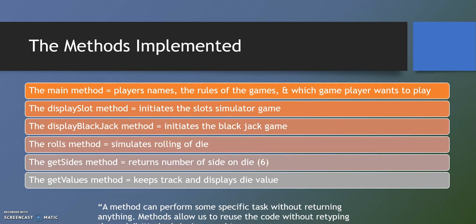And then we had the rolls method that simulates the rolling of the die, and that's in the other class, as well as the get sides method, returning the number of sides on a die, which in our case was 6.